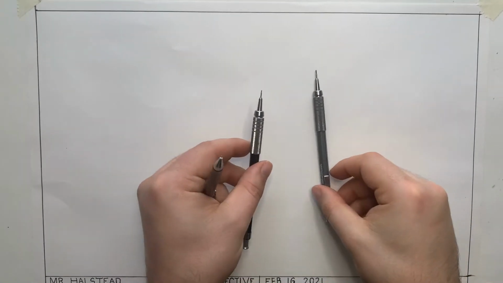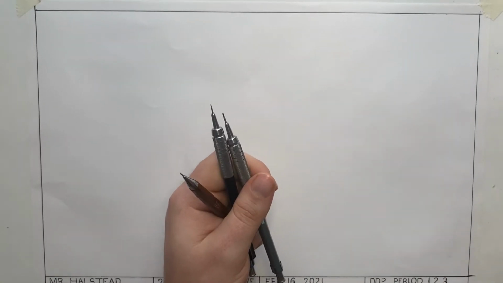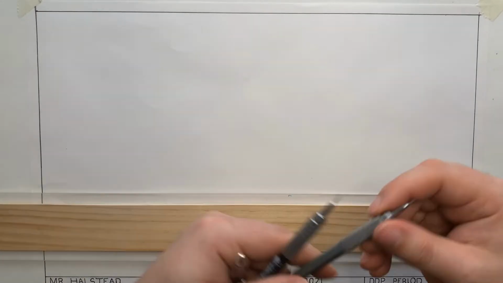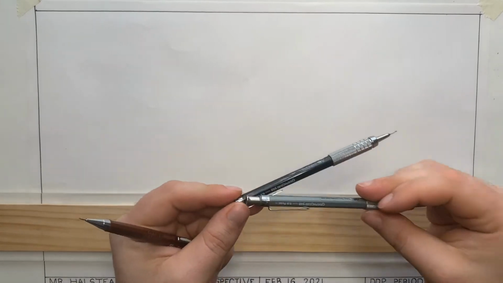In two-point perspective, we'll be working with objects that are turned askew, so the sides of the objects are both receding to two separate vanishing points. You'll see what I mean more when I begin my drawing.